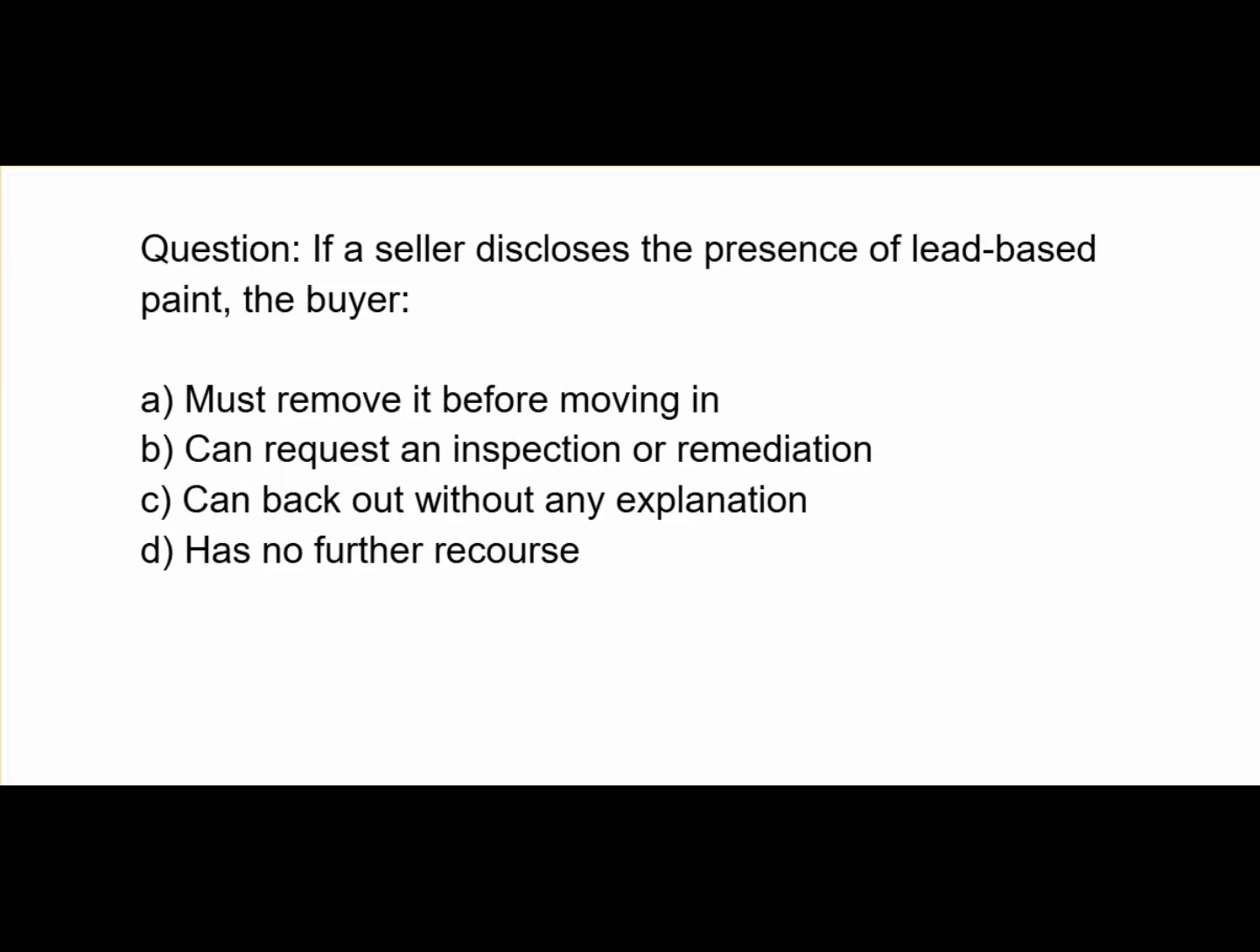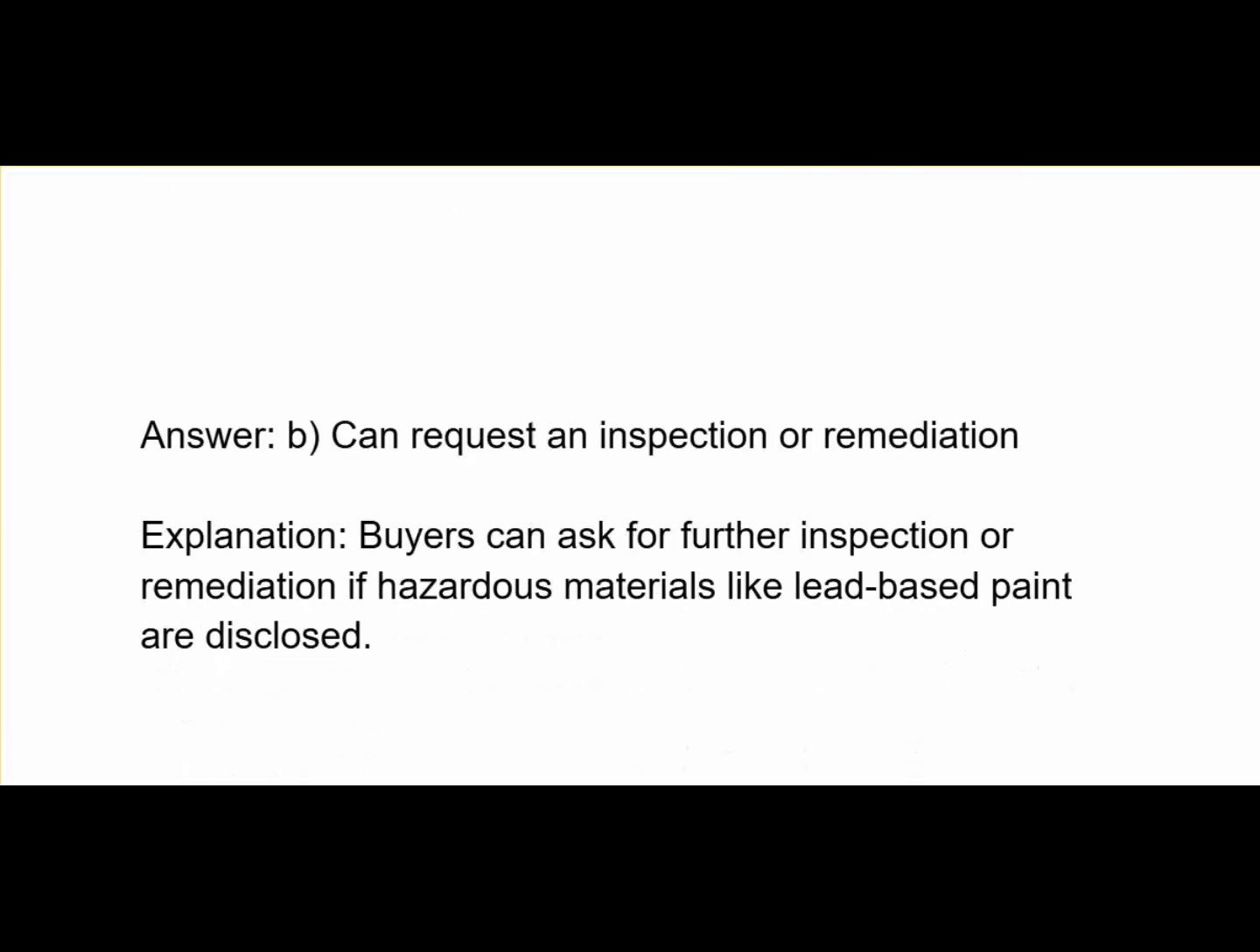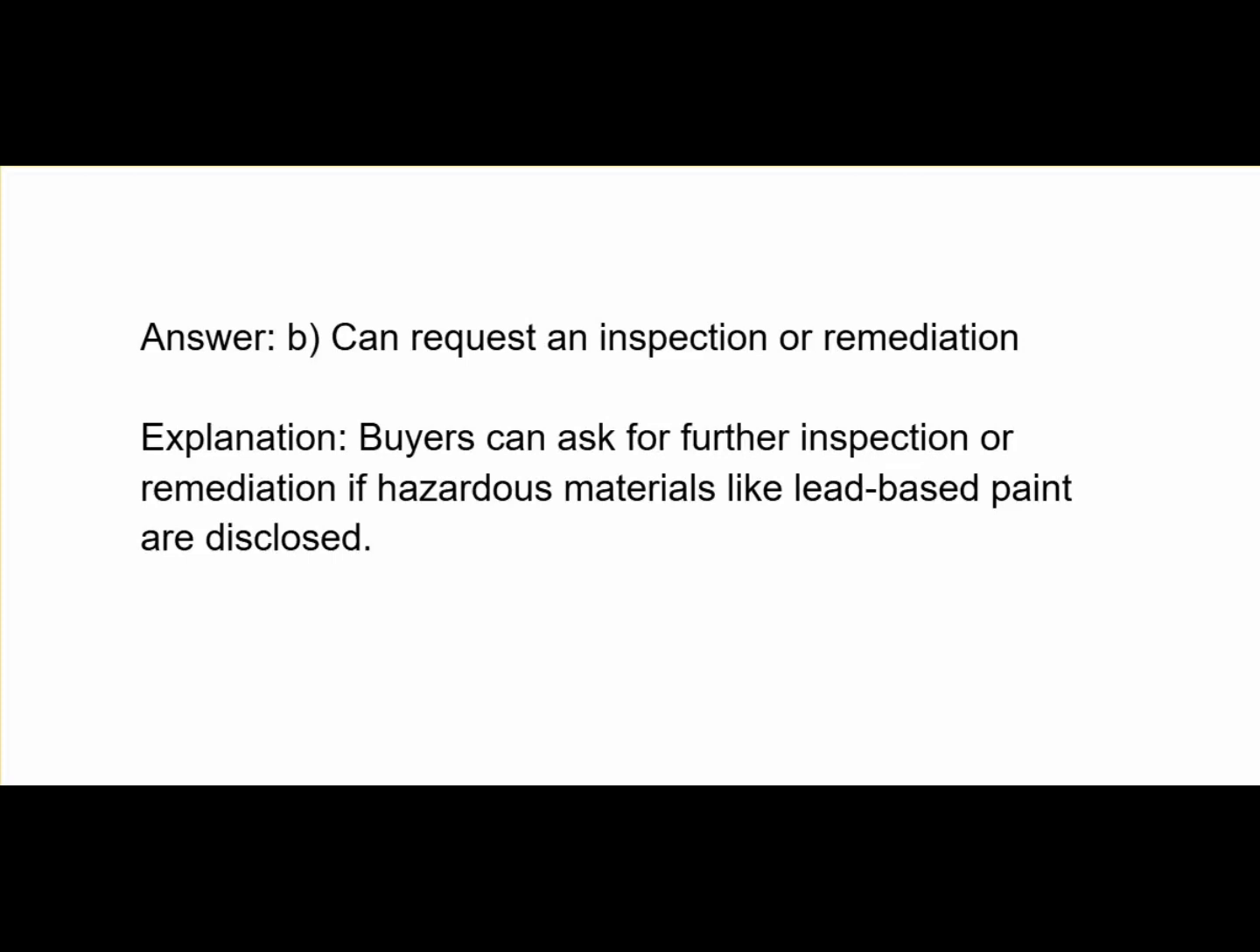If a seller discloses the presence of lead-based paint, the buyer, A, must remove it before moving in, B, can request an inspection or remediation, C, can back out without any explanation, D, has no further recourse. C, can request an inspection or remediation. Buyers can ask for further inspection or remediation if hazardous materials like lead-based paint are disclosed.